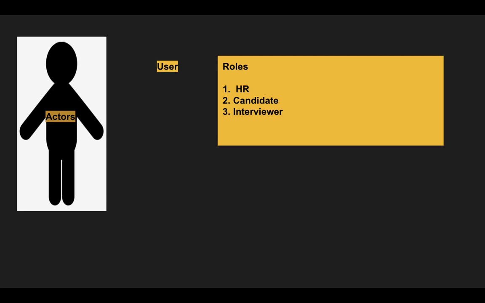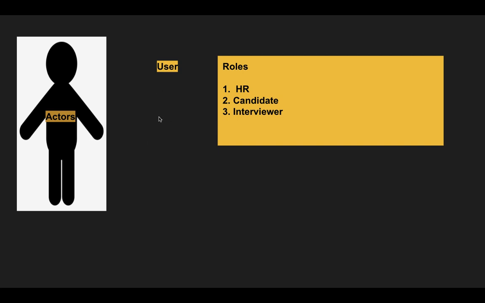So today we are going to discuss the LLD of the interview scheduler app. Let's try to figure out what can be the possible actors in the interview scheduler. As you know, one of the actors is the user, and the user basically has three roles. I have written down those roles here. The first role is HR, the second is the candidate, and the third is the interviewer. These are the three persons who are going to use the application. That's why these persons are called actors or users.